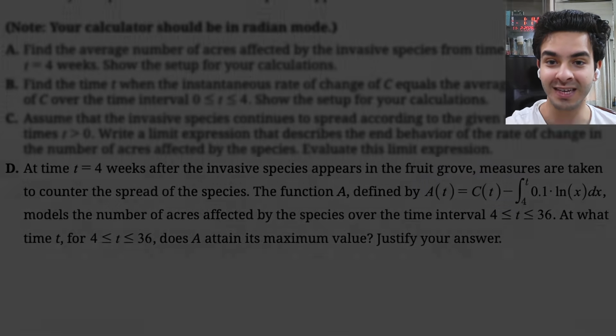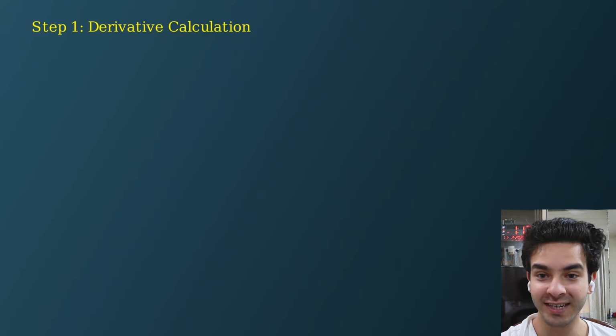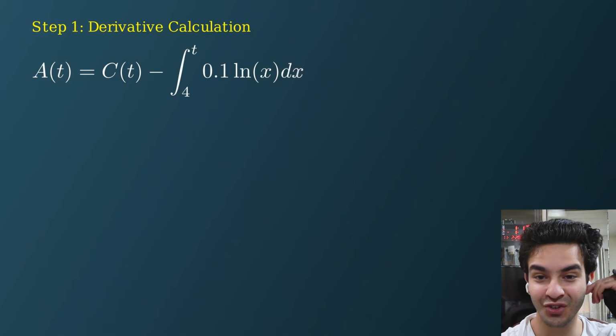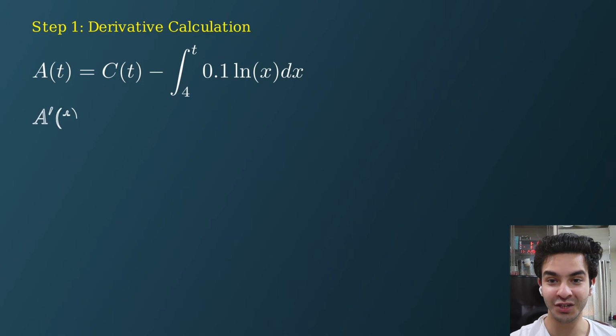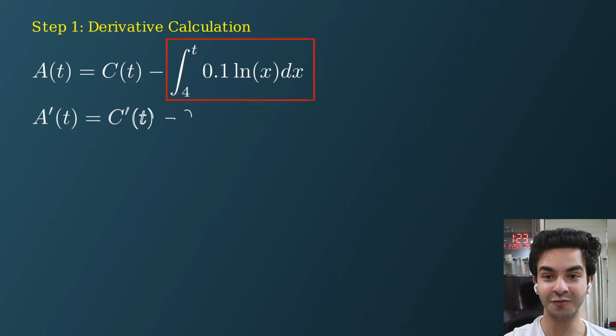Obviously with respect to t. In a of t, we are subtracting two functions, and so we can differentiate both parts independently, one by one. So obviously the derivative of the function c of t is just c dash t, which the question gave us the formula for. Now let's focus on differentiating this integral thing here.